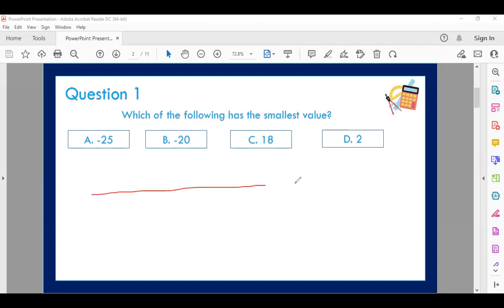All right. So if you put all these on a number line, you'll have negative 25 first, followed by negative 20, and then somewhere along the line, 0, and then you'll pass over to the positive side. Oh, sorry. You will reach 2, and then finally you will go to 18. If you arrange them on a number line, this is how it would look. So the smallest value here is definitely negative 25. Okay, let's move on to question number 2.